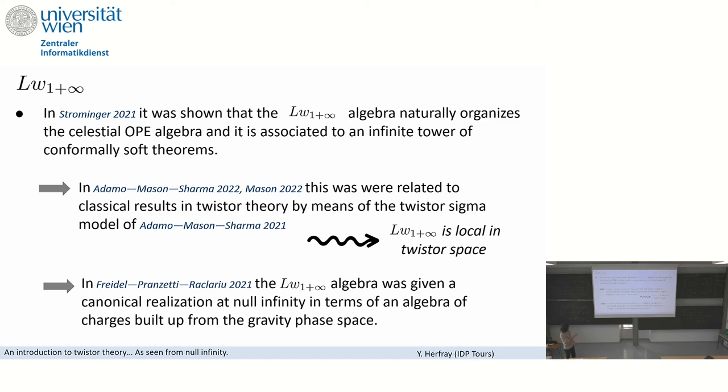And then the second part of the story: what they could do is realize this in twistor space, because they knew a lot of the classical story there, and use their twistor sigma method to see how this symmetry is acting on scattering amplitudes. So with this result, they can really take the symmetry and try to act on the scattering amplitudes.